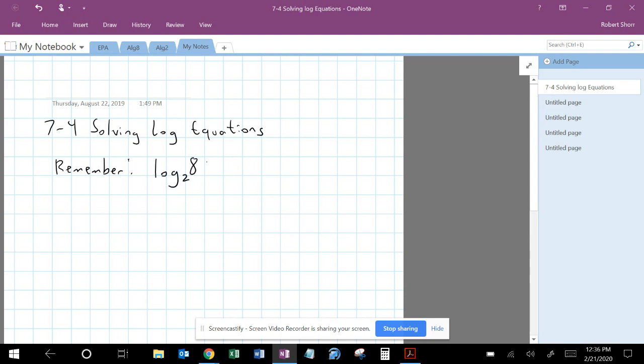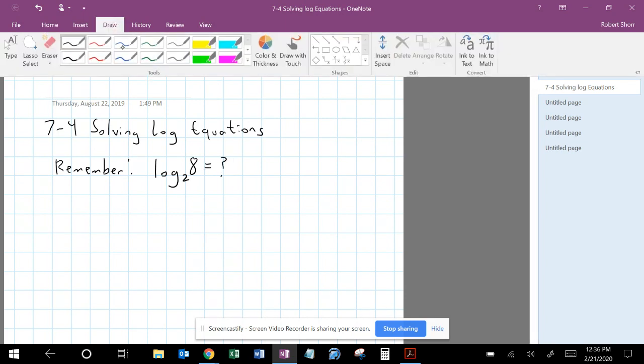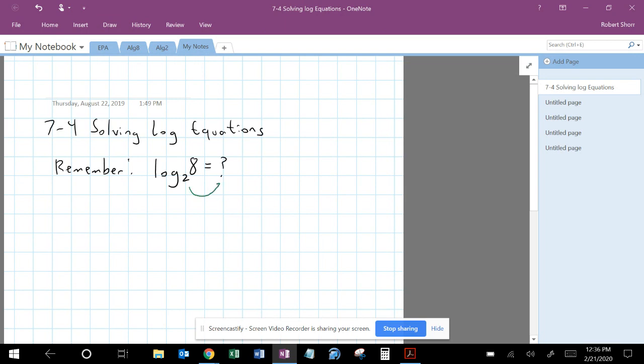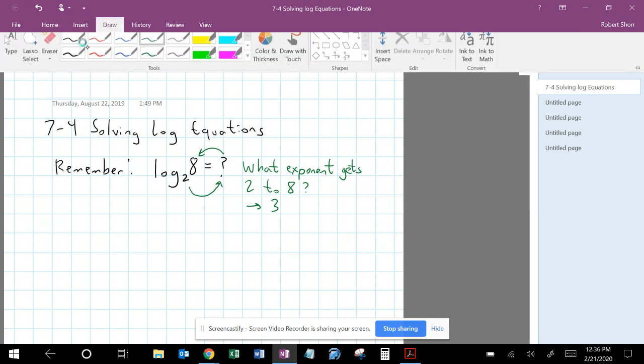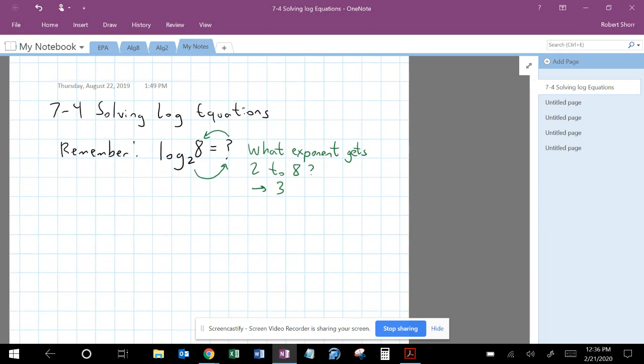foundational basic relationship of a log is that if we are asked to do log base 2 of 8, the question is what exponent turns or gets 2 to 8? And the answer in this case is 3, right? 2 to the power of 3 is 8. That's not new. That's the basic relationship of a log. We can use this to answer some of the trickier ones that we have been presented with.